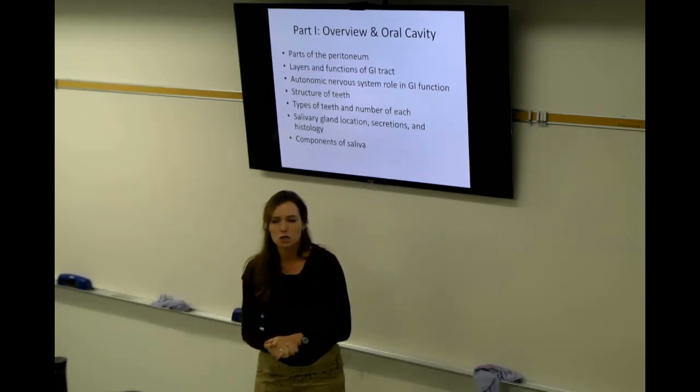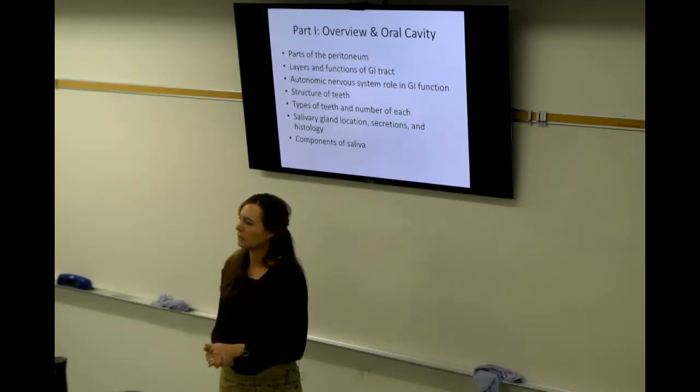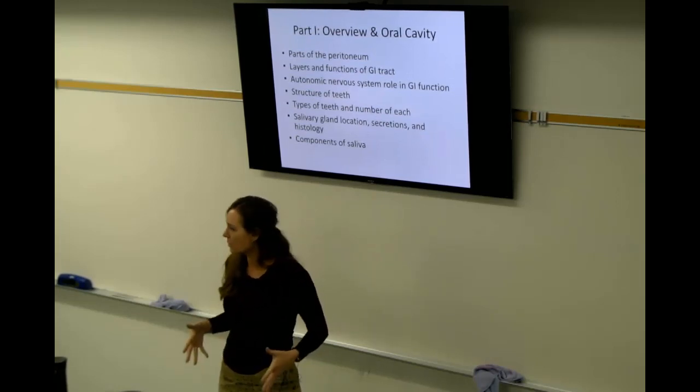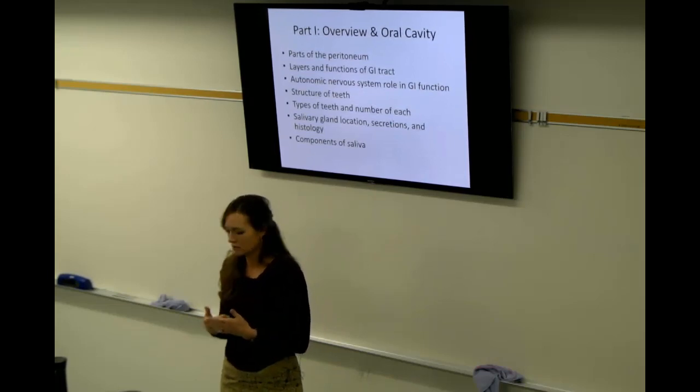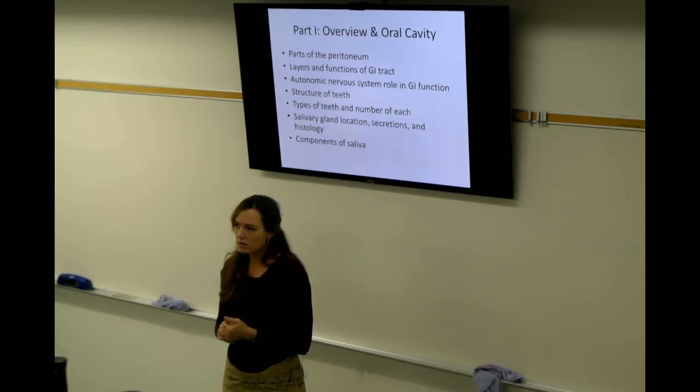So what are the two parts of the peritoneum? Parietal and visceral. Parietal is going to be the bubble around the intestines. Visceral is going to actually be touching the surface of the peritoneum. What are the four main layers of the GI tract?